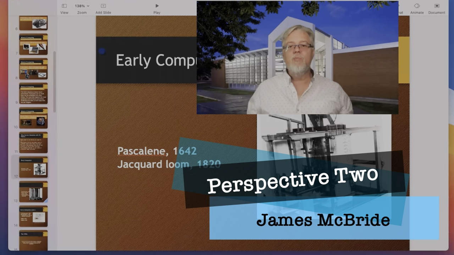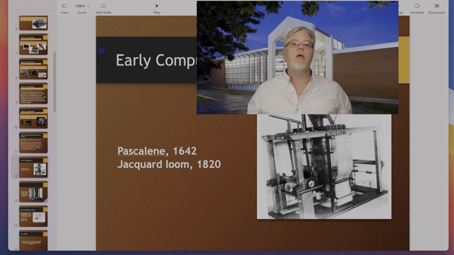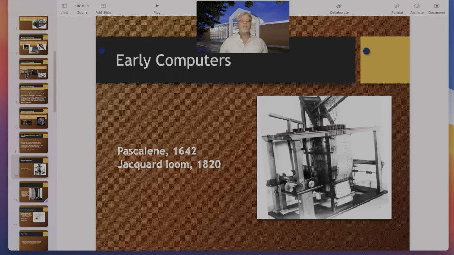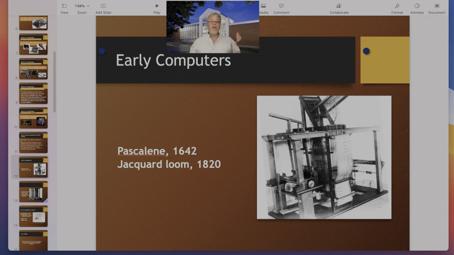All right, guys, let's move on to the next thing here. We're actually not going to be going through all these different computers, but I did want to show you a lot of the stuff that was out there, where we came from, right?